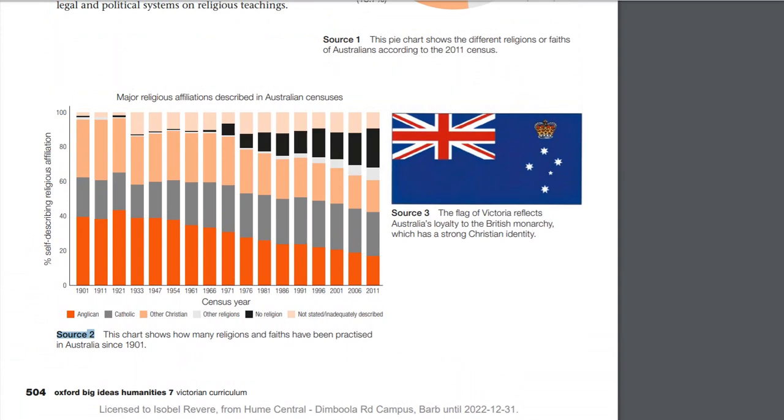So which affiliation has been growing over the years? Which one has increased in size? And then you're going to look at the Christianity one. So that includes Anglican, Catholic, and other Christian. So these 3 altogether, which is these 3 here, what has been happening over time to these 3?